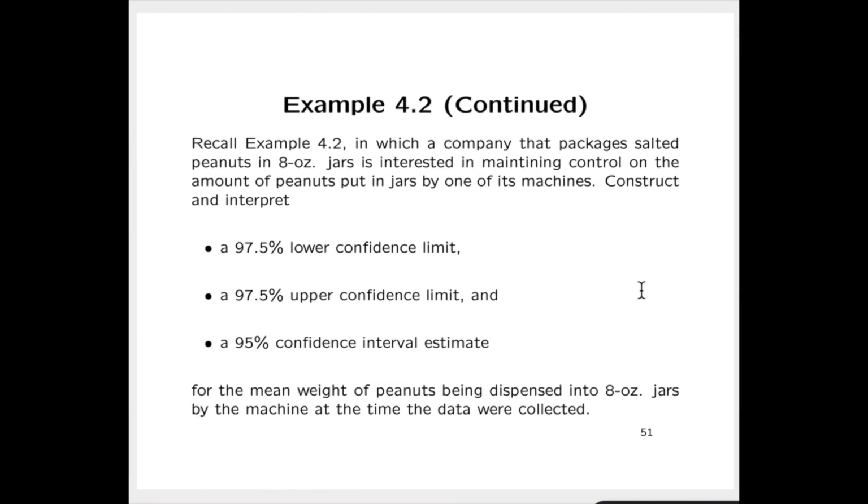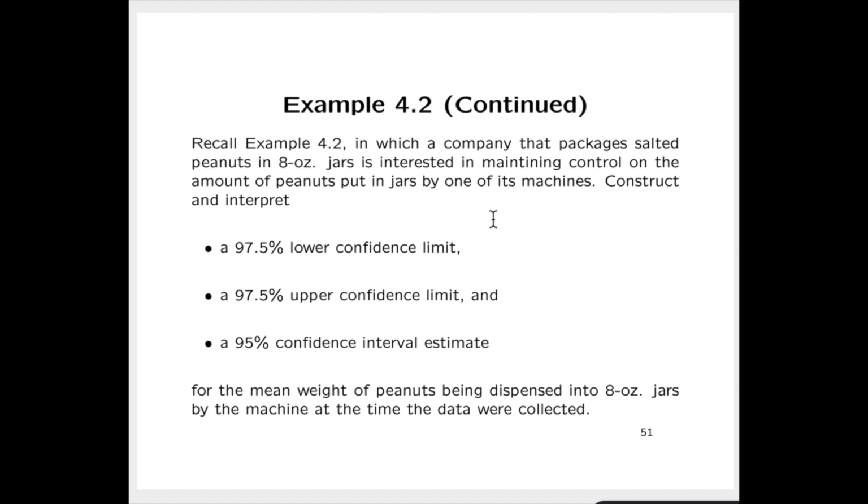Okay, let's look at an example. Again, we're continuing on this example with the peanuts in jars. So recall example 4.2, in which a company that packages salted peanuts in 8-ounce jars is interested in maintaining control on the amount of peanuts put into jars by one of its machines. What we're really after here, ultimately, is a 95% two-sided confidence interval for mu, and then to draw an inference based on that.